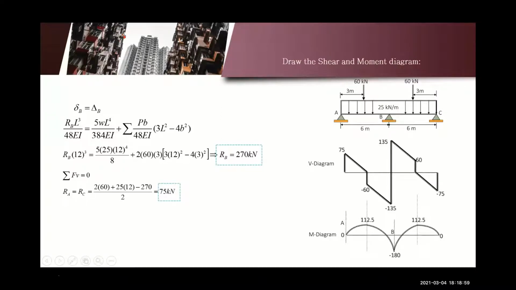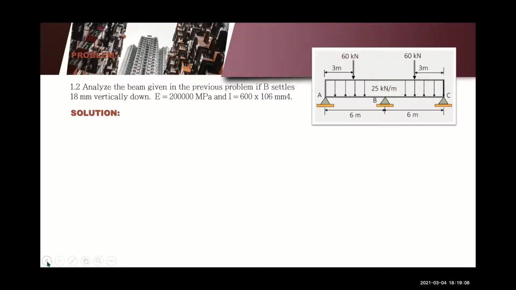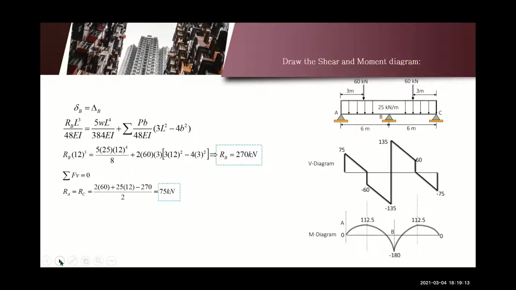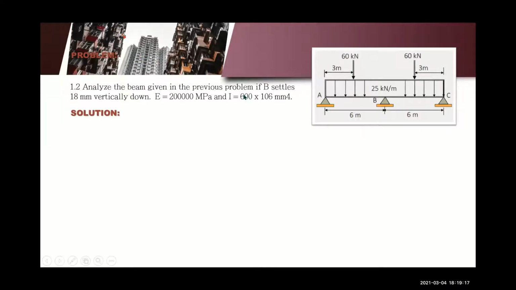Okay, so, any question? Okay, so I take this as none. So let's go to the second example. If you notice here, this second example is the same with the previous example. Now, ang difference is here, the support B settles 18 mm vertically down. So, magkakaroon tayo ng additional 18 mm to consider.